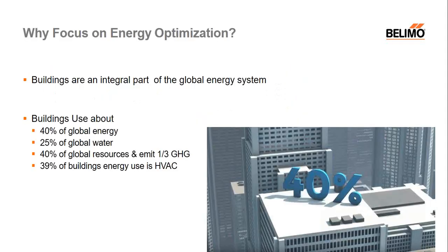So why do we focus on energy optimization? Well, because there's a large opportunity for improvement. Buildings are an integral part of the global energy system, and they use about 40% of the global energy, so that's fairly significant. 25% of the global water, 40% of the global resources, and emit 1/3 of greenhouse gases. And overall, the HVAC system uses about 39% of the building's energy. So it's a good low-hanging fruit for energy optimization, and the Belimo Energy Valve is suited very well to accomplish that efficiency improvement.